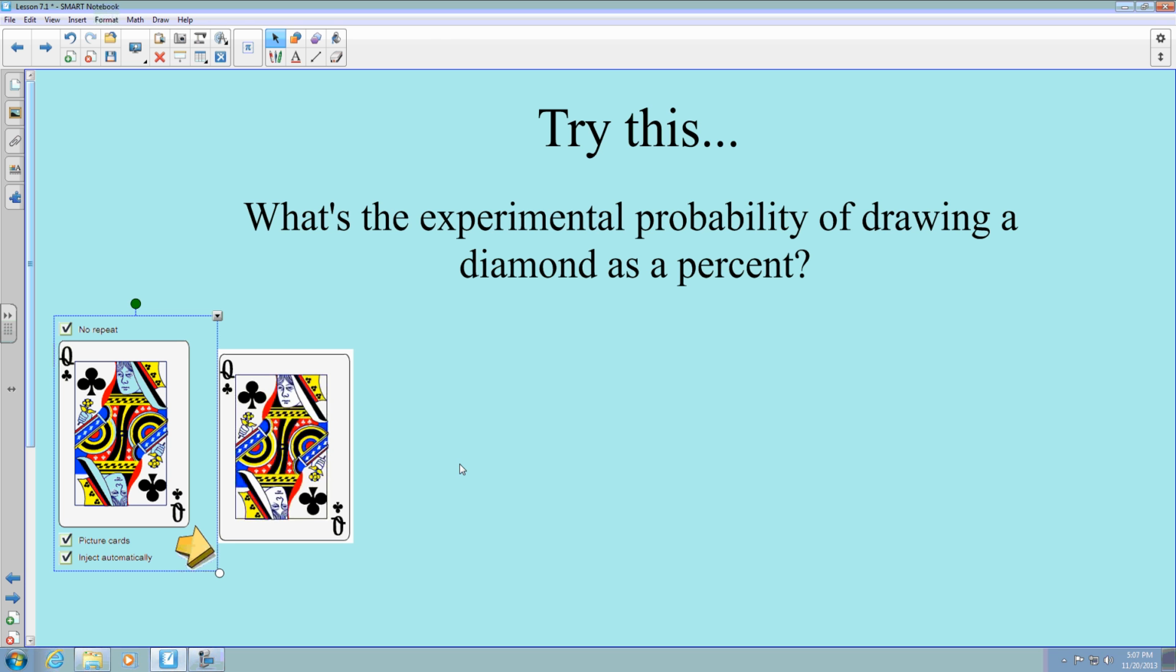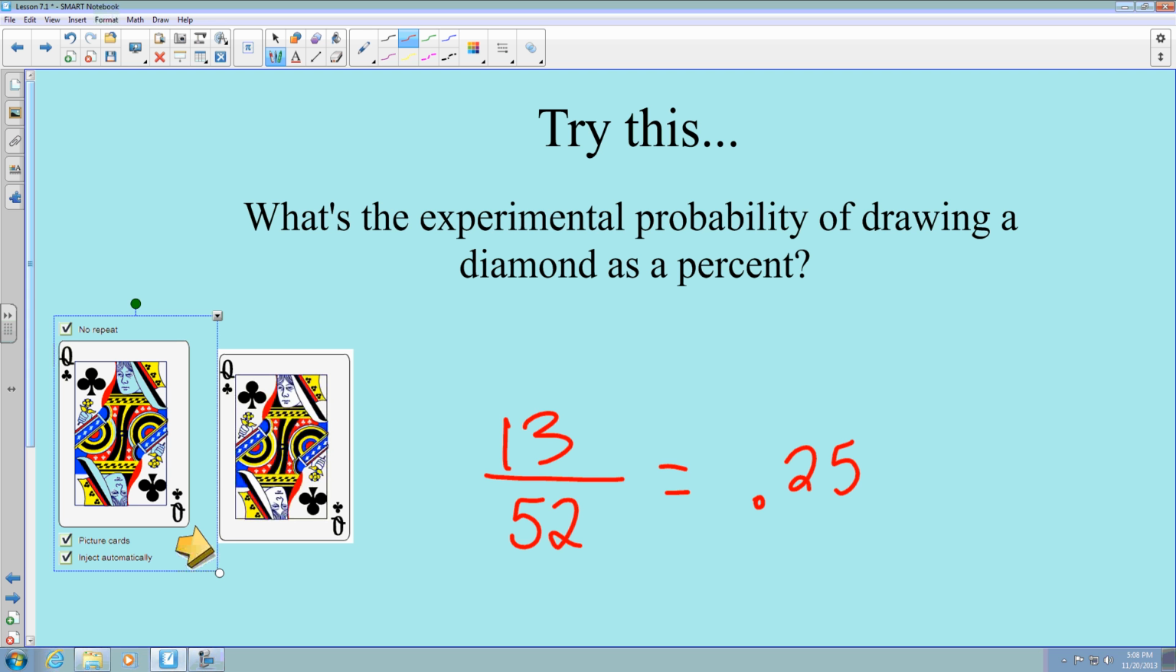First off, let's make this as a fraction. How many cards are in a deck? Well, there are 52. And how many of those cards are going to have diamonds on them? There'd be a diamond for 2, 3, 4, 5, 6, 7, 8, 9, 10, and then we've got a jack, a queen, a king, an ace. So there'd be 13, if that's correct. That means I have 13 over 52. If I were to write that as a decimal, it would be 0.25. And if I want to write that as a percent, it would be 25%. Okay?